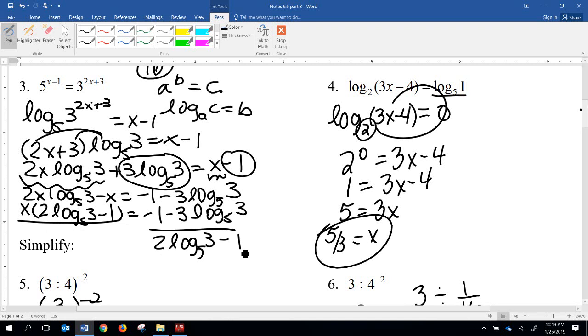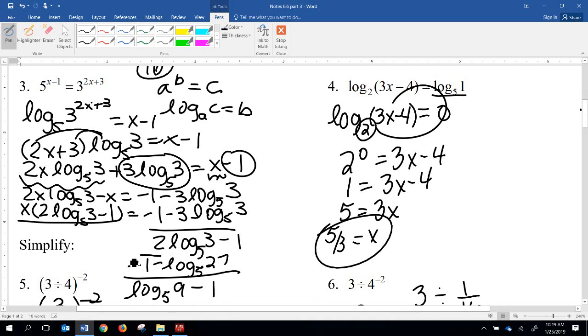Now, another way I could write it would be this coefficient can become what? Exponent. So I could also say the answer is negative 1 minus log base 5 of 27 over, and then what could this be written as? Log base 5 of what? 9. Log base 5 of 9 minus 1. That would be a good answer. That would be an exact answer for that.